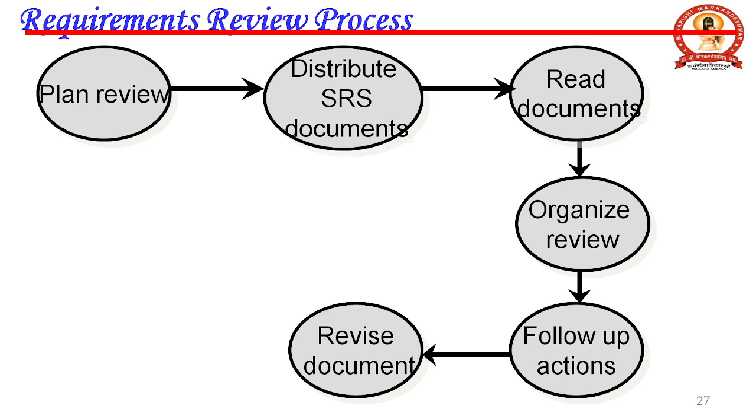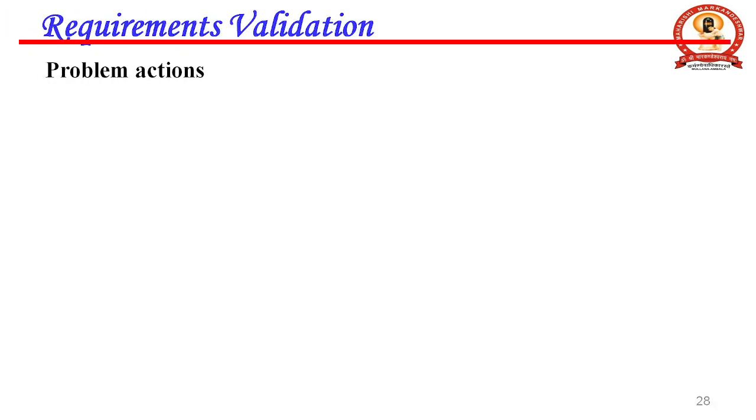Then whatever we have done, we make a review, because once we finalize the structure for the requirement, we are unable to change it. Otherwise we have to pay twice the cost for the same. So we plan the review and distribute the document, then read the document, then organize a review if it is required. If a review is not required, then follow-up action can be taken. Otherwise you can have a provision to revise the document, which is still under review.